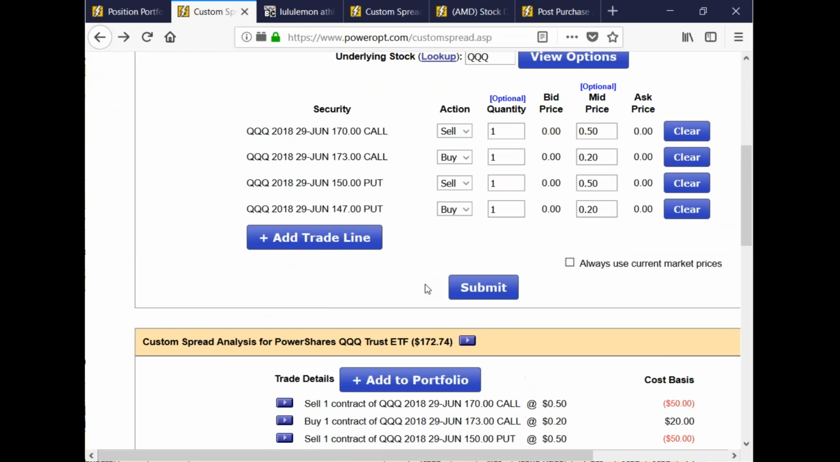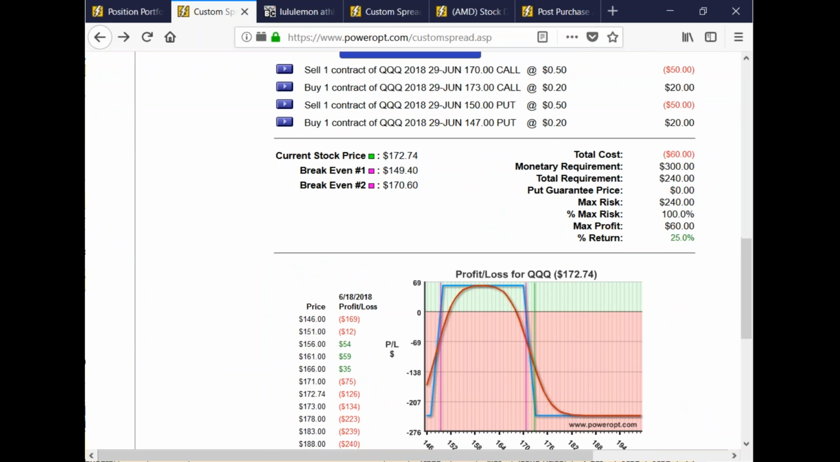Richard made a comment, and he says you could buy an SPX option to get out of QQQ.